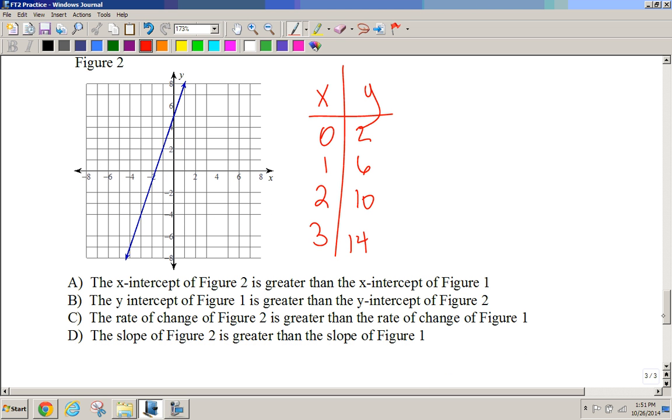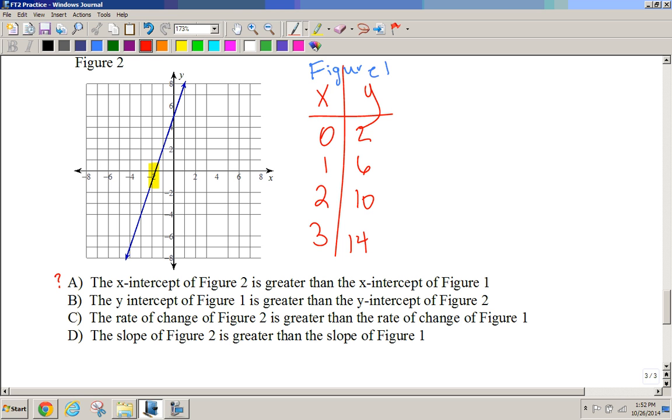All right, so choice A. The x-intercept, oh, by the way, this is Figure 1. I probably should relabel that. Figure 1. The x-intercept of Figure 2 is greater than the x-intercept of Figure 1. Well, let's see. We've got an x-intercept of -2 here, and our x-intercept for our table is going to be where the y value is equal to 0. Well, that's not on our table right now, so we could figure that out, or we can come back to this one. So let's put a question mark by A. We're not sure about it, okay?